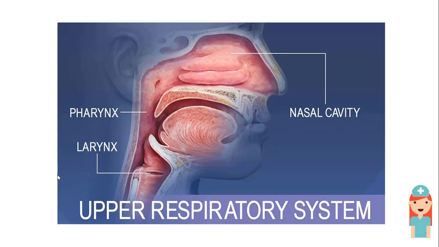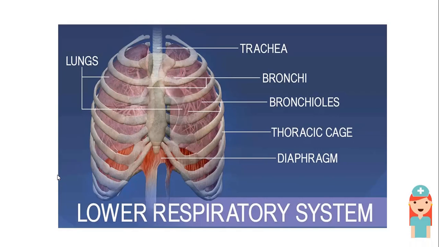After passing through the nasal cavity, the air flows down to the pharynx, then to the larynx. The larynx has a dual function, serving as an air canal to the lung and as an organ of phonation. This is all about the upper respiratory system. Now let's move on to the lower respiratory system.